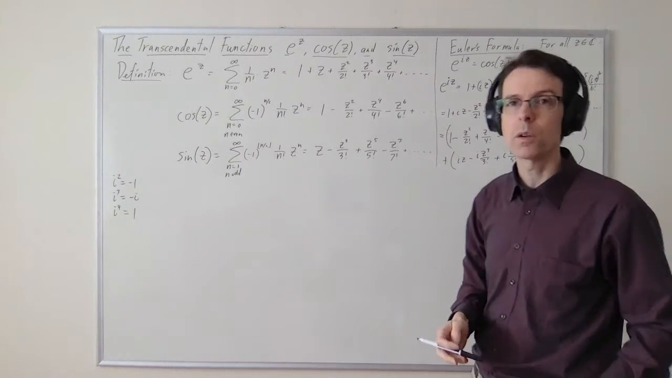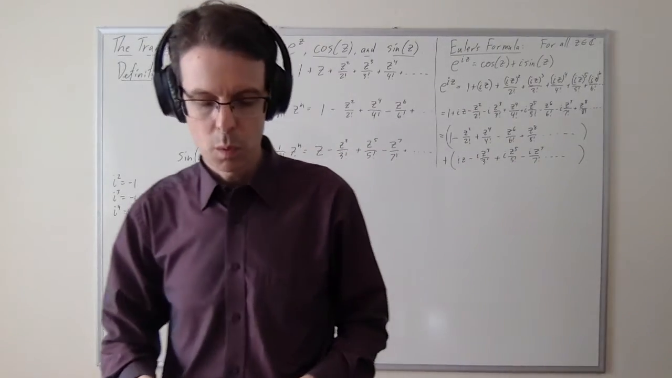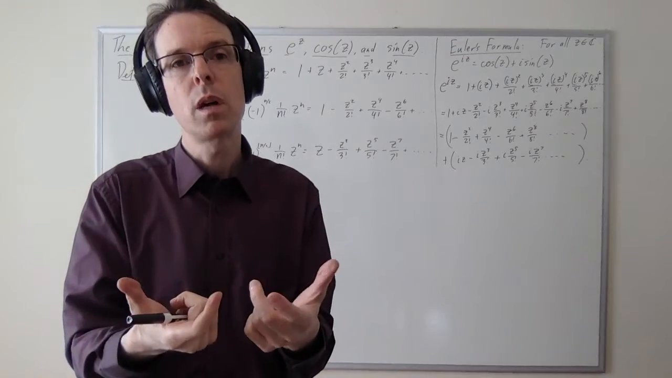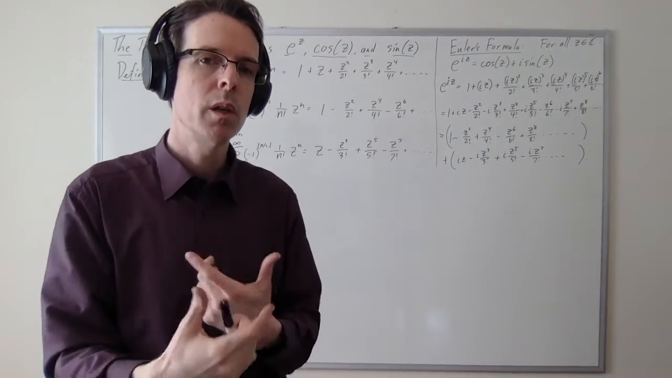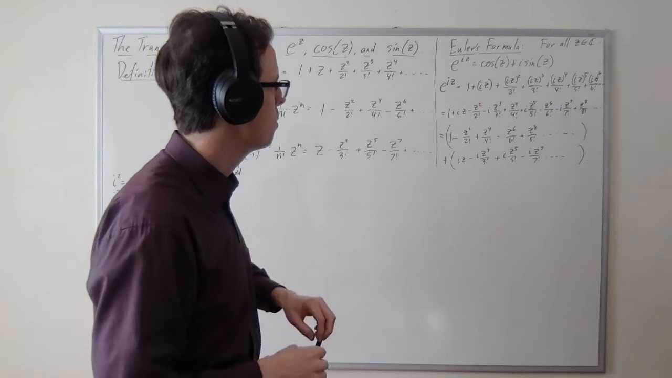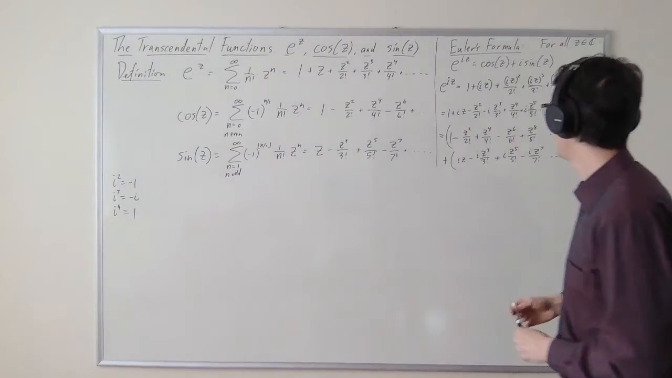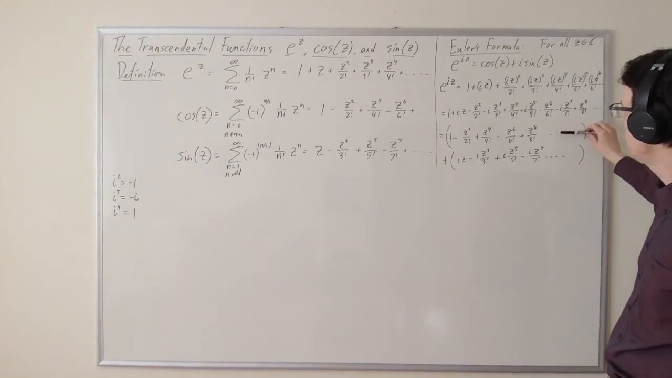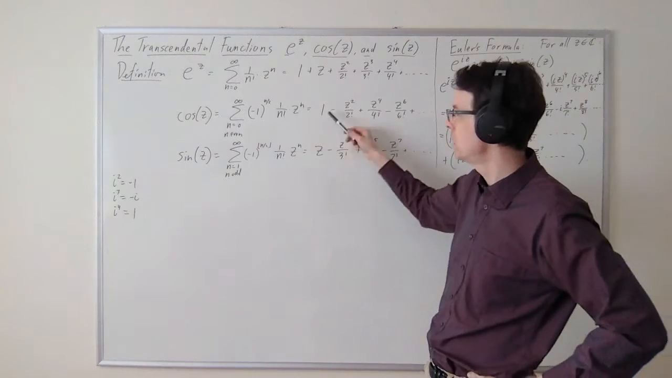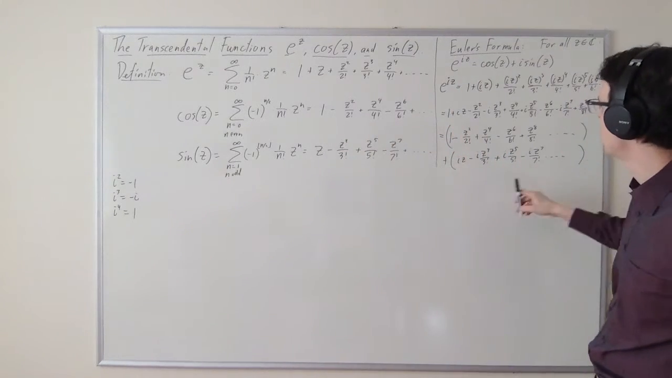So do I or don't I have permission to split this infinite sum into the sum of two infinite sums and assume that each one is defined? Well, yes, because first of all, I know that both of these converge. Why do I know that they converge? Because they are cosine z and sine z, right? Well, this one times i.